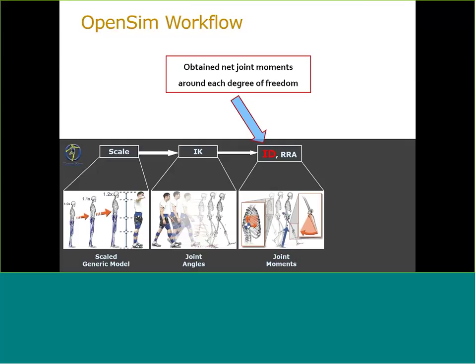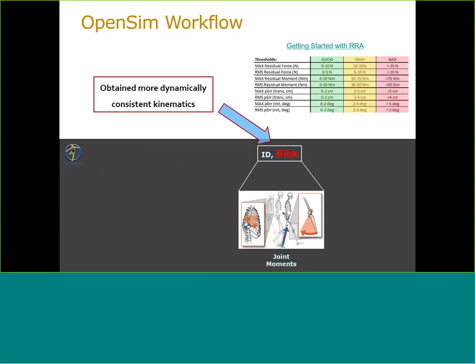Firstly, we solved the equations of motion of the model using inverse dynamics and obtained a set of net joint moments around each degree of freedom. We made sure that our net joint moments were comparable with previous experimental studies of pedaling. Next, we used OpenSim's residual reduction algorithm to obtain a set of kinematics that were more dynamically consistent with the measured ground reaction forces. We made sure that the changes in the kinematics and residual forces were within the tolerances recommended by the OpenSim team.